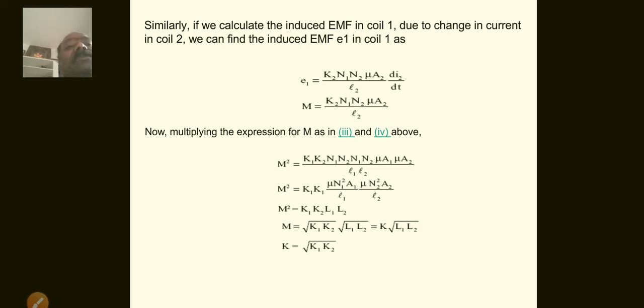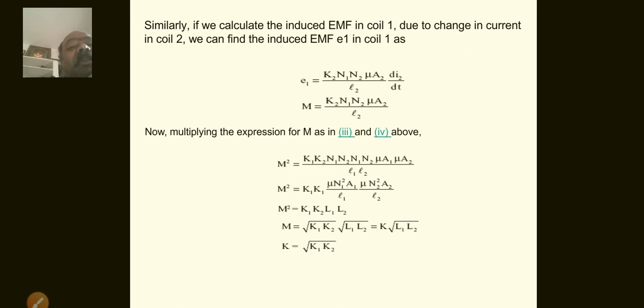So here also M is equal to K2 N1 N2 mu A2 by L2. Previously M was equal to K1 N1 N2 mu A1 by L1. So it is completely the second coil's dimensions that are taken into account. And K is generally the coefficient of coupling. Now multiplying the expressions for M from both the above equations, you will get M square is equal to K1 K2 N1 N2 N1 N2 mu square A1 A2 by L1 L2.